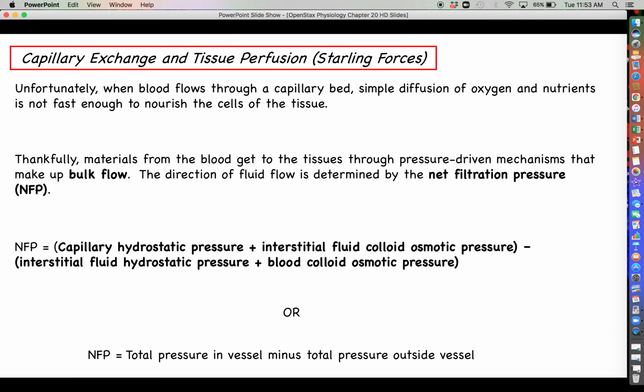So you can think of it as the net filtration pressure is equal to the total pressure inside the blood vessel minus the total pressure outside the vessel. That's a lot easier to wrap your head around. If the pressure is higher in the vessel than outside the vessel, materials are going to be drawn out of the blood from high to low pressure. If the pressure outside the vessel is higher than what is in the vessel, then materials are going to be drawn from the interstitial fluid to the inside of the vessel.